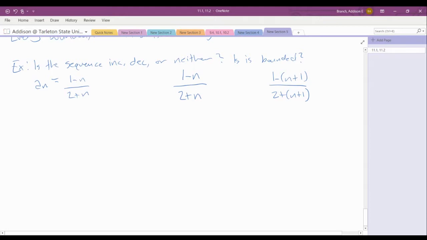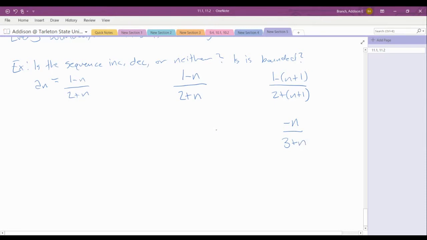And we can use n plus 1 because this is essentially the same pattern for every value of n. So if we rearrange this, we get 1 minus n plus 1. That 1 and that negative 1 will cancel out to get us negative n over 2 plus n plus 1, which gets us 3 plus n.